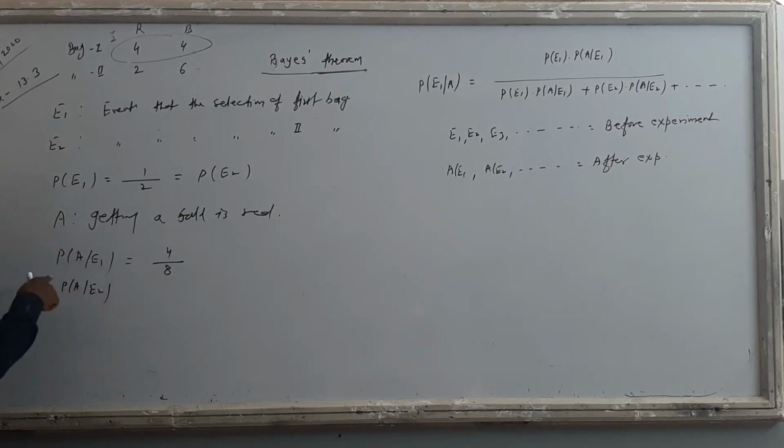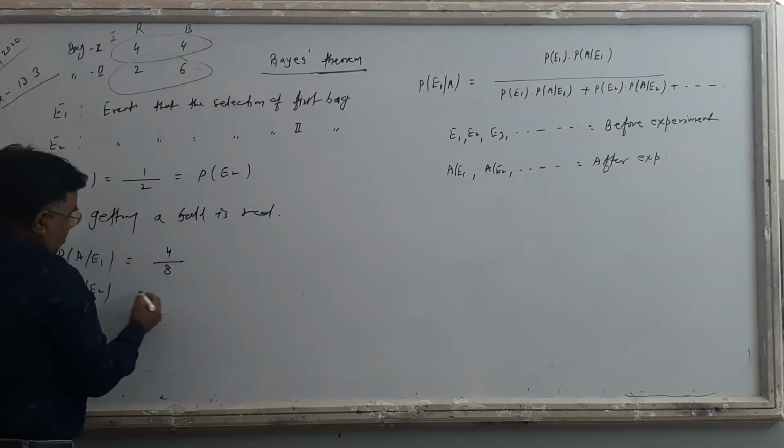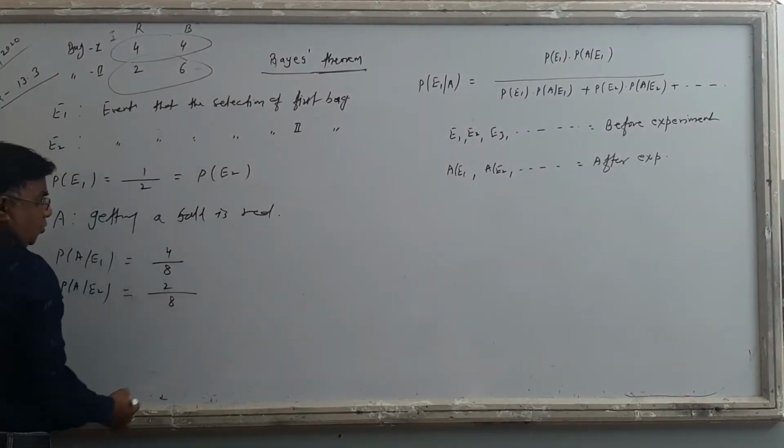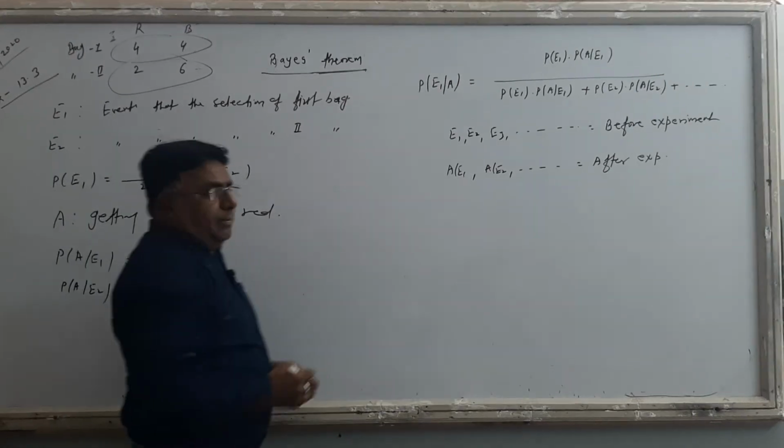That means we need the probability of getting a red ball from the second bag. Now, the second bag has a total of 8 balls. The favorable outcomes are the red balls. Red balls are 2. Now 2C1 is 2. And now apply this formula.